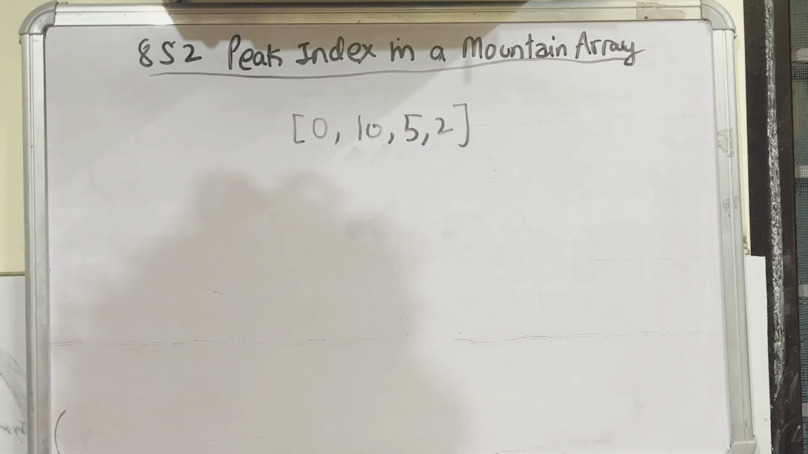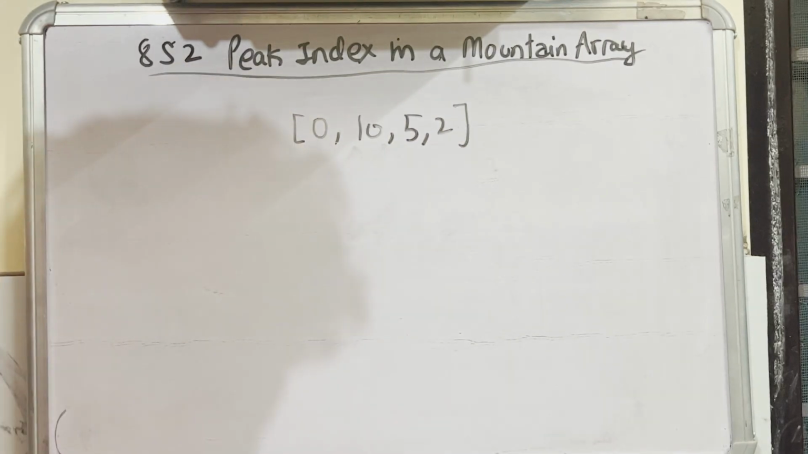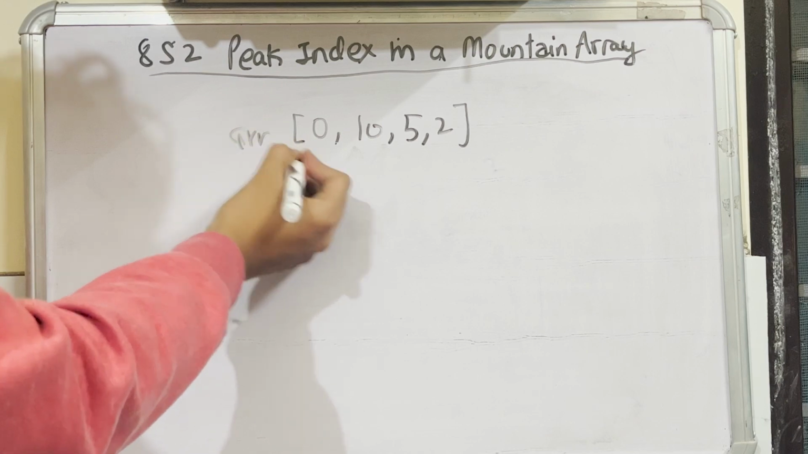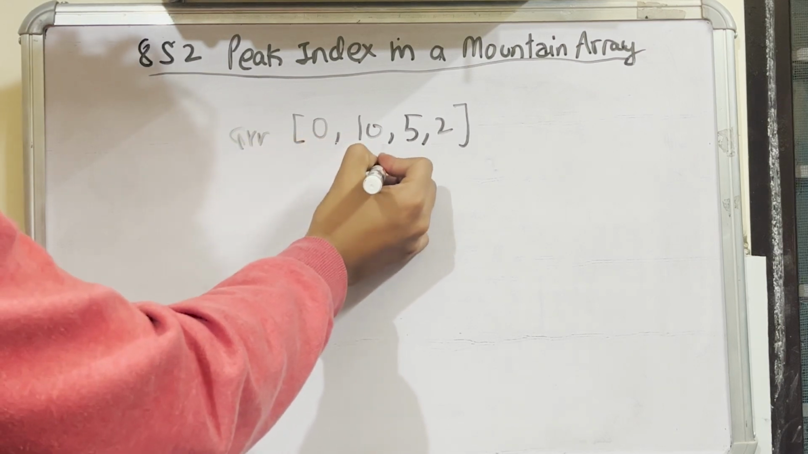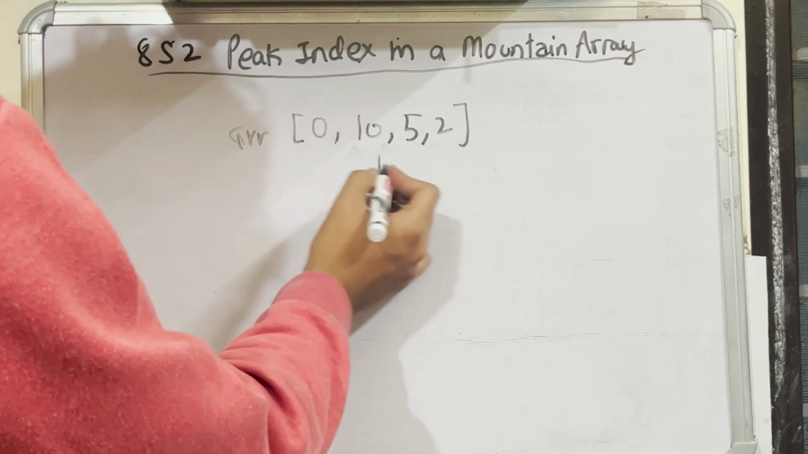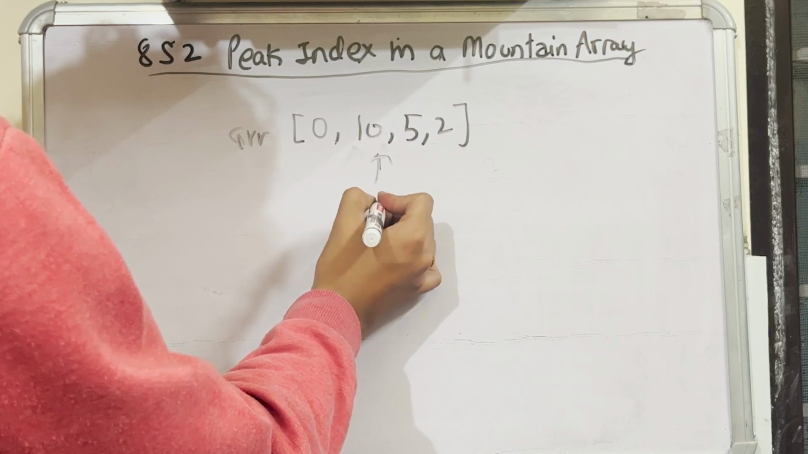So hey guys, we are going to discuss question number 852, peak index in a mountain array. Basically what this question is asking, we are given an array ARR where we have to return the index of the peak element or the greatest element. For example, in this array you can see this is the greatest element. So you have to return its index, example 1.